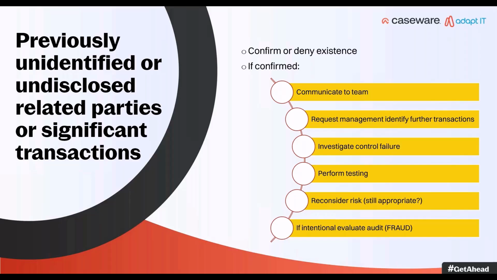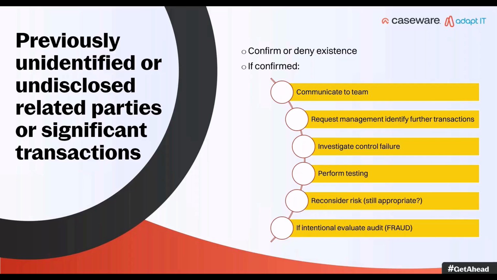Then the standard says reconsider your risk. I was going to say the risks recorded for related party transactions, but possibly, depending on how far and wide this stretches, even just the risk across the financial statement levels, to say inherently fraud control risk at financial statement level, are they still appropriate?